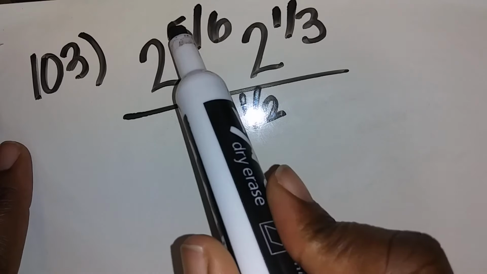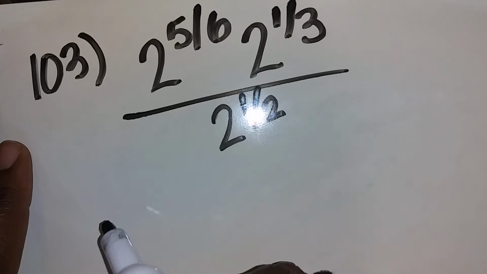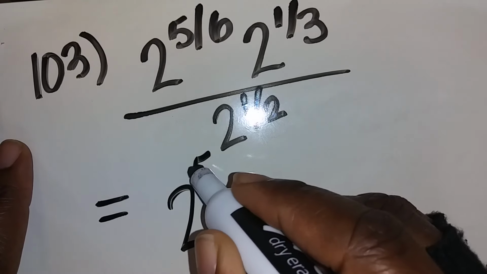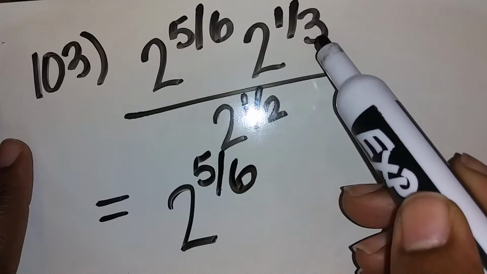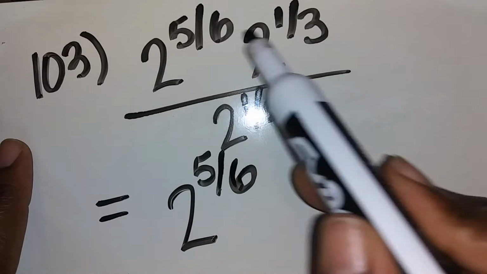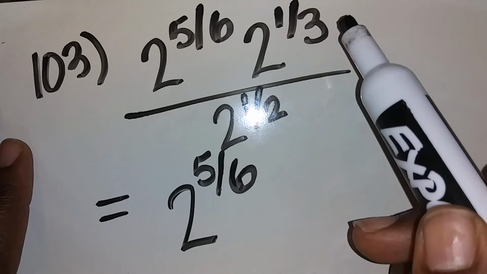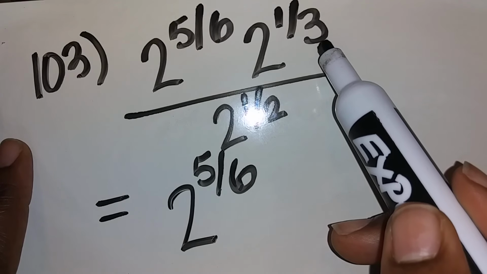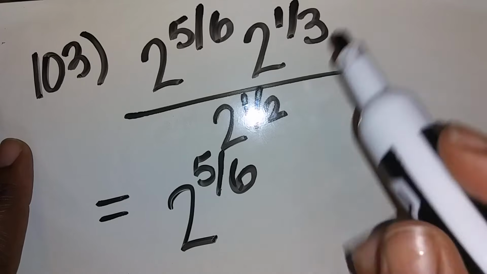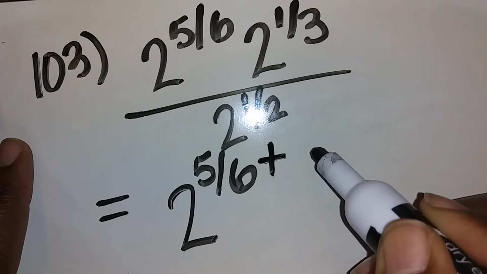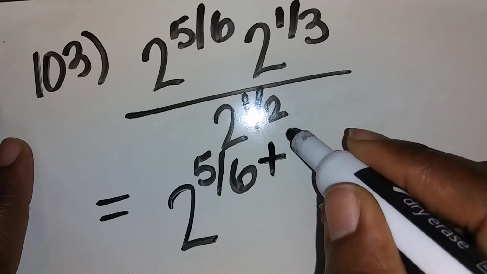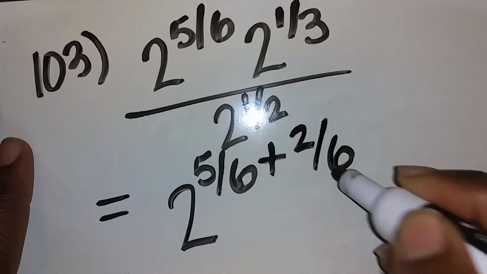I know that when I multiply, I add the exponents. But again, I must find a common denominator first. So my base is 2. I have 5 over 6. I want to go from 3 to 6. So my LCD is 6. So to make this a 6, how do I make 3 a 6? I multiply by 2. So if I multiply 3 by 2, I got to multiply that 1 by 2. So it'll be 2 over 6.